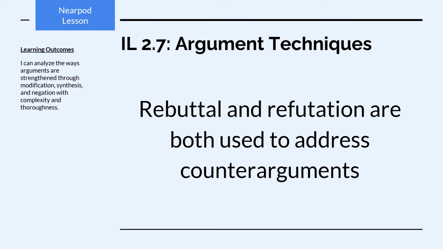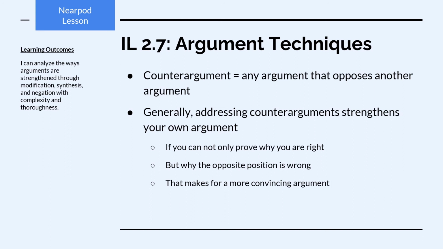Continuing with our notes, let's look at rebuttal and refutation. These are two devices that are used to address counter-arguments. A counter-argument is just any argument that opposes another argument. So if you bring up a counter-argument in your essay, it would be an argument that opposes the argument you're arguing. Your argument, consequently, would be a counter-argument to that argument. So it's just any argument that opposes another argument.